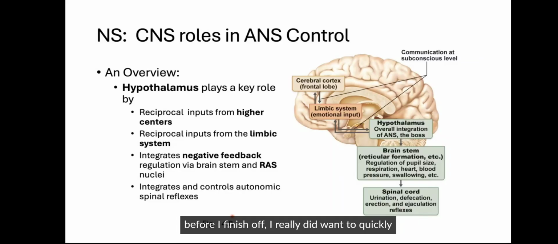Actually, before I finish off, I really did want to quickly mention that the hypothalamus is a major control center for the autonomic nervous system. Okay, it's really important. The medulla also has nuclei that help regulate a lot of the sympathetic effects, but the hypothalamus is really the master for the ANS.